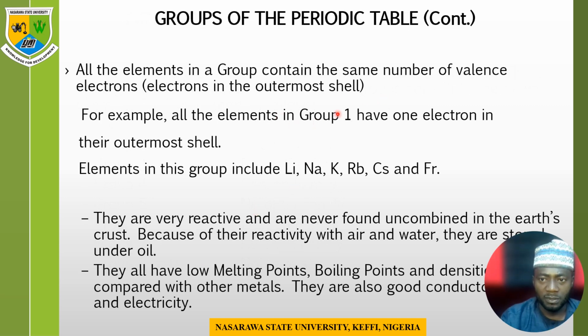Groups of the periodic table continue. All elements in a particular group, like I did say, will have the same number of valence electrons. For example, group 1 has 1 electron in its outermost shell. Examples of elements in group 1 include hydrogen, which is also here, lithium, sodium, potassium, rubidium, cesium, and francium. These elements constitute the first group. They have 1 electron in their outermost shell.